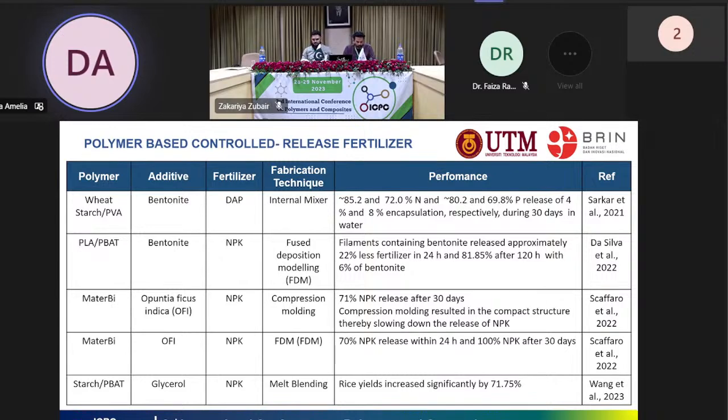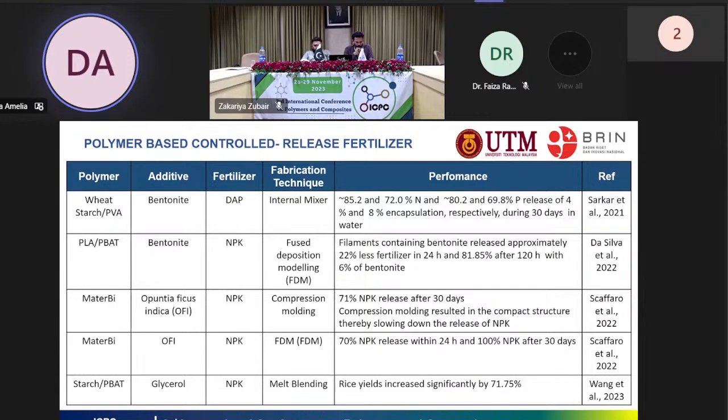And Scavaro has research about fabrication techniques, compression molding and fused deposition modeling, using polymer matter B, and additive is natural fiber from Opuntia ficus indica, and the fertilizer is NPK. And the last is Wang using polymer starch and PBAT with additive glycerol, with fertilizer NPK, and fabrication technique is mud blending.